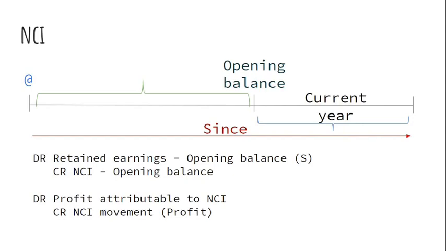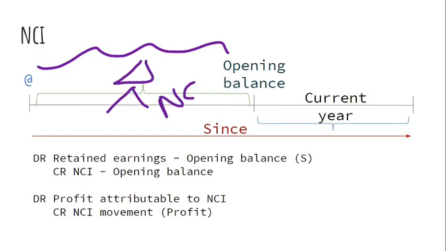The consolidation journal entry for the since to opening balance movement attributable to NCI would be as follows. Debit retained earnings opening balance of S, credit NCI. What do I achieve with this consolidation journal entry? I achieve a change to my NCI balance.